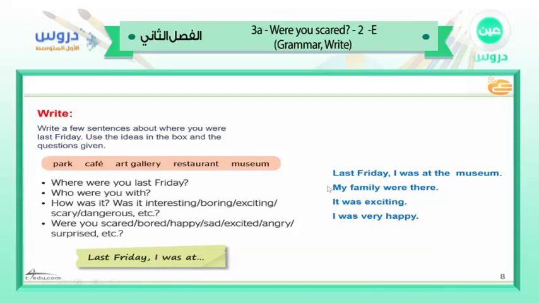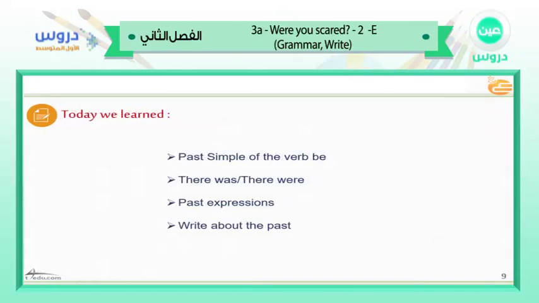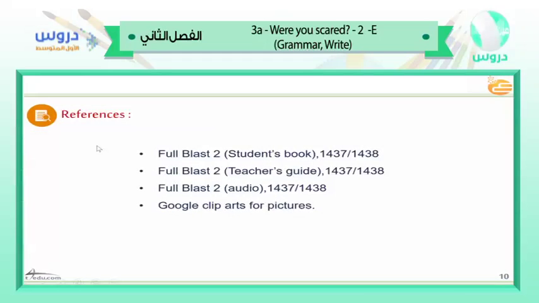Okay, everyone, don't forget this one. Today we learned, number 1, past simple of the verb be. Number 2, there was and there were. Number 3, past expressions. Number 4, write about the past. So this is the end of our lesson.